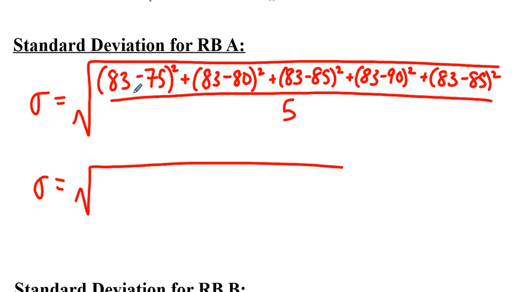Going down my list, the standard deviation, square root, I'm going to simplify. 83 minus 75. The first data point was 8 away from the average. So this would be 8. And then we're going to square it.